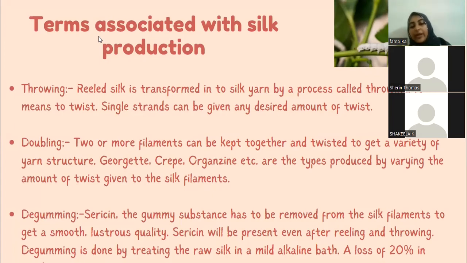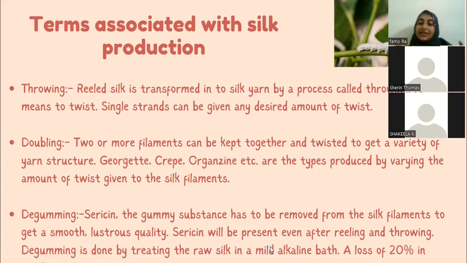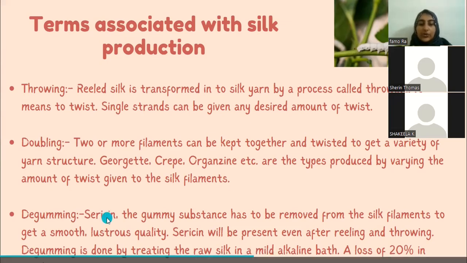So degumming should be done by treating the raw silk in a mild alkaline bath. So there will be a loss of weight in the fabric. Degumming is to remove the gum, that is the sericin, from the silk. So the silk which was produced will have at least a loss of 20%. If you had 100 kg of silk, after this degumming process there will be only 80 kg. So that is a big loss, right? So what happens is you need to do something else.